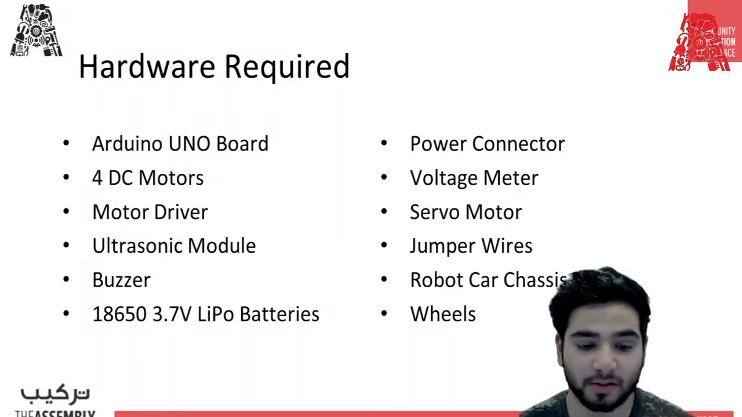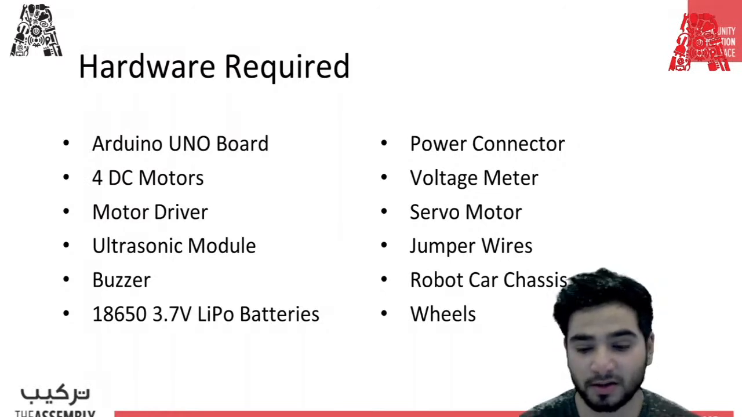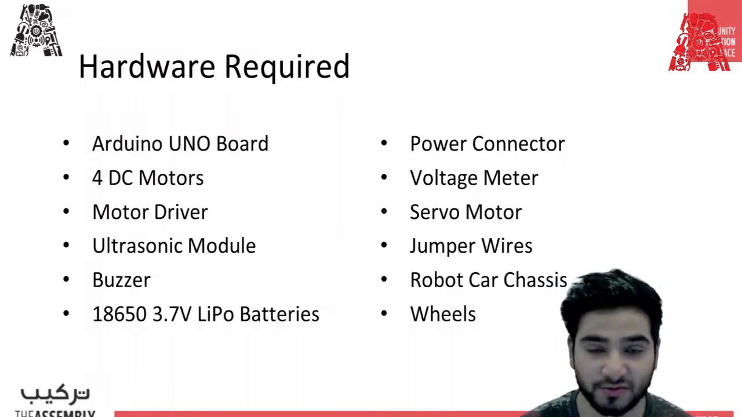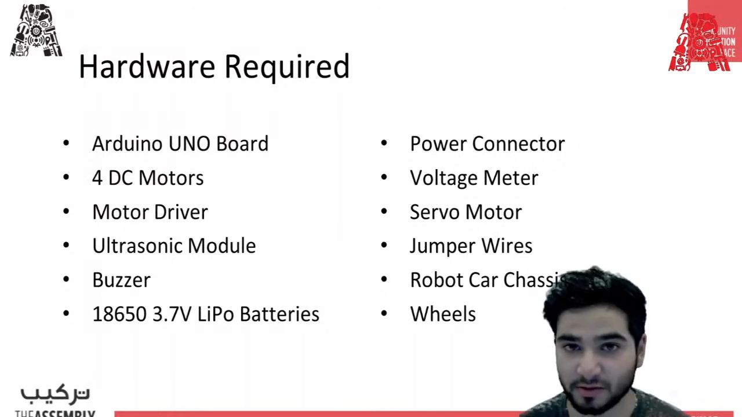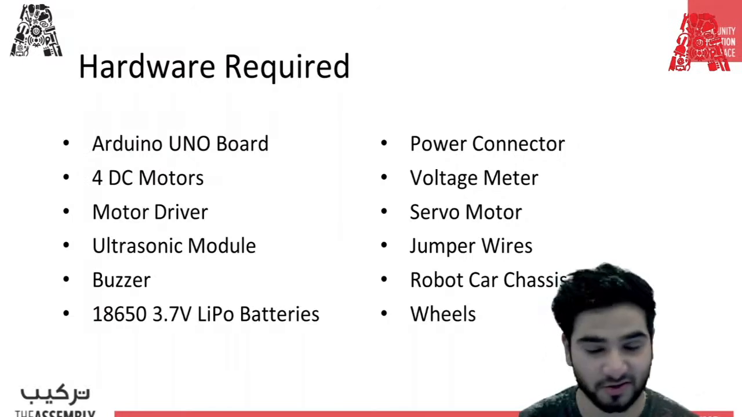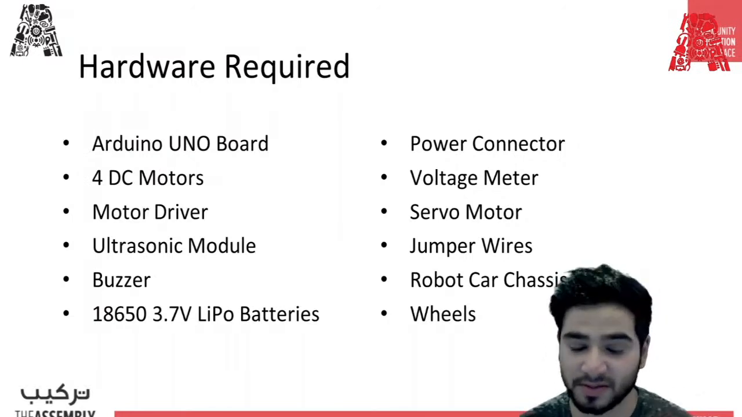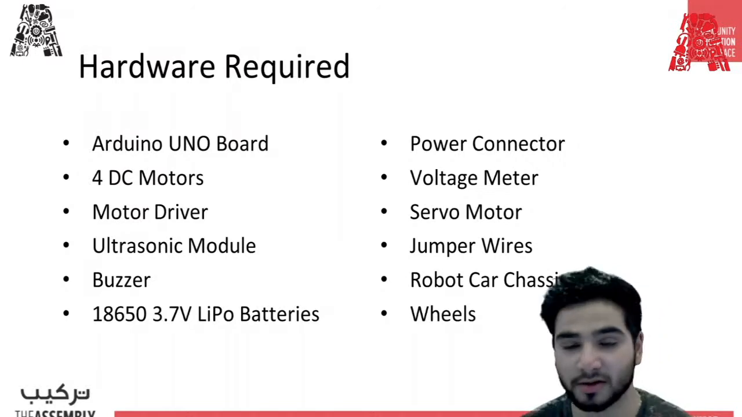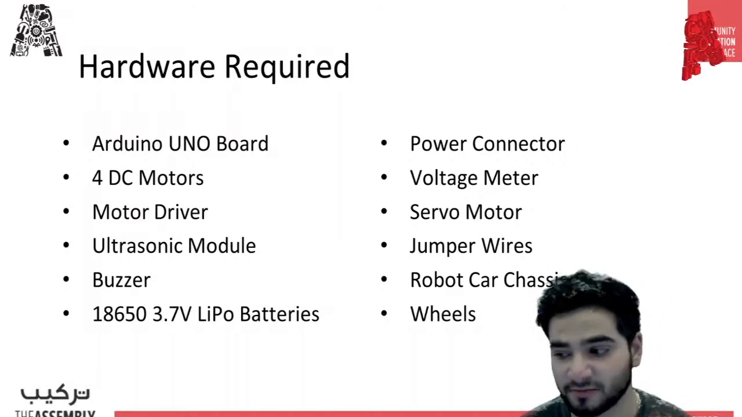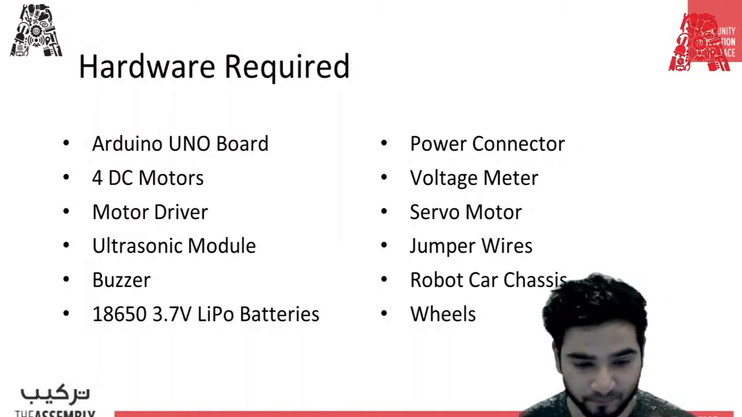Then we're going to use a buzzer to generate sounds whenever there is an obstacle on its way. Whenever it's changing direction, it's gonna give a beep, so you will know that the car is about to change direction or that there is an obstacle on the way.